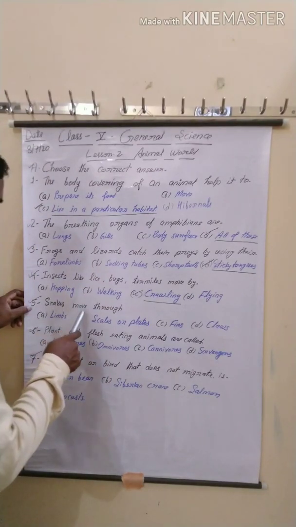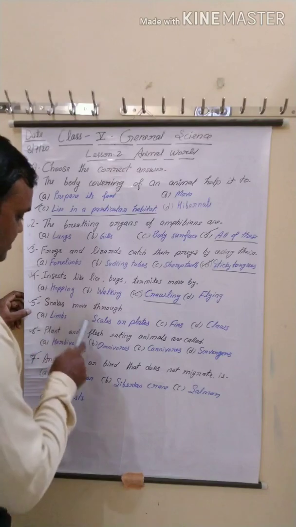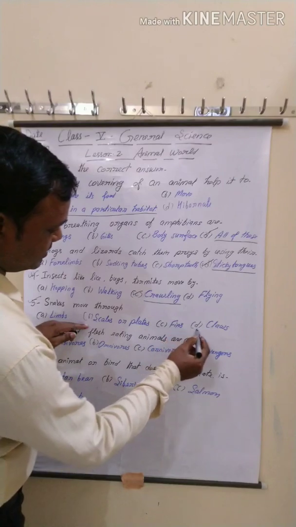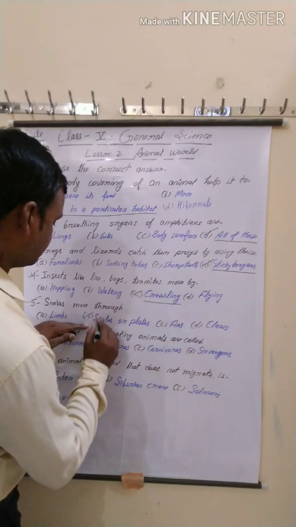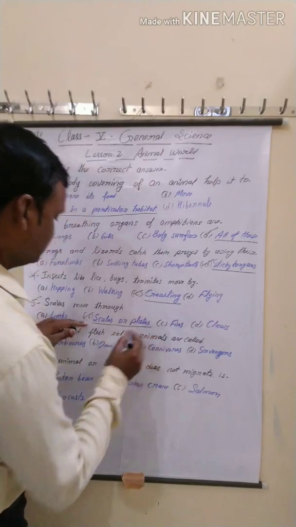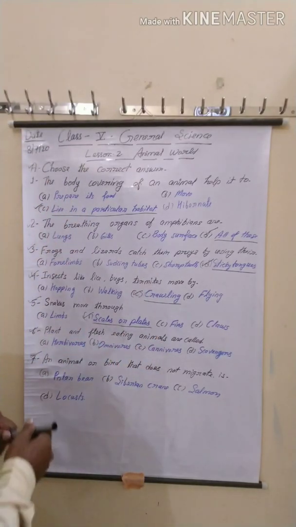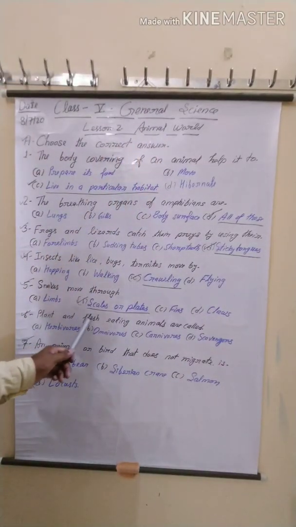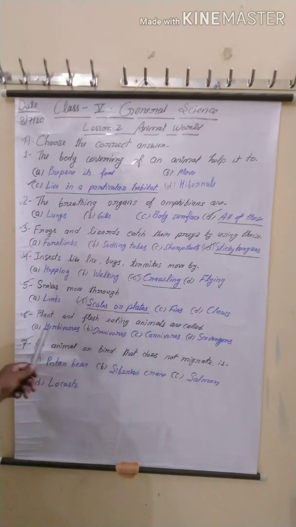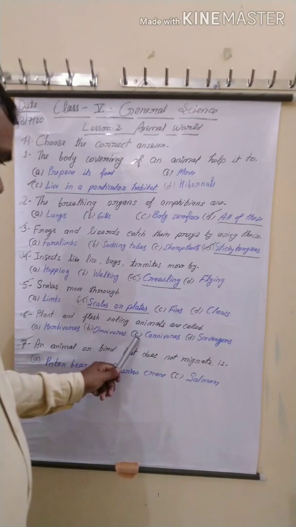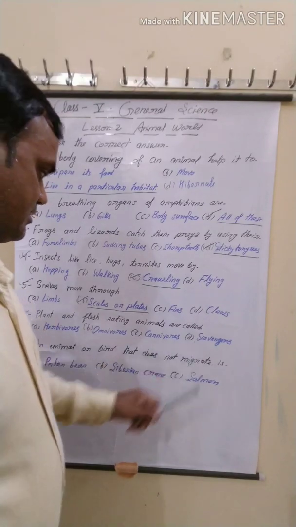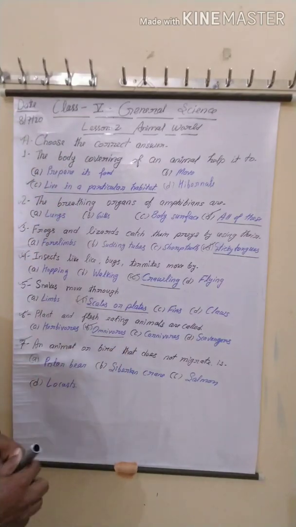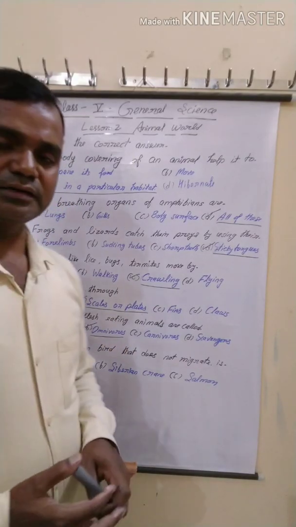Question number 5. Snakes move through: A, limbs; B, scales or plates; C, fins; D, claws. Yes, B option is correct, scales or plates. Now 6 number. Plants and flesh-eating animals are called: A, herbivorous; B, omnivorous; C, carnivorous; D, scavengers. Yes, omnivorous is the right answer. Omnivorous means eating the flesh of other animals as well as plant products.